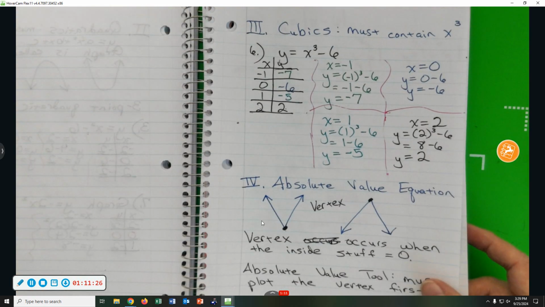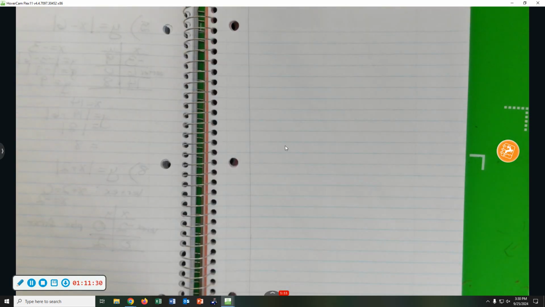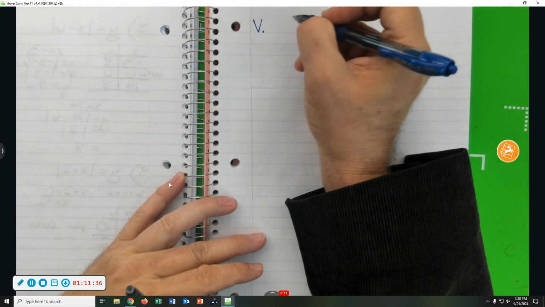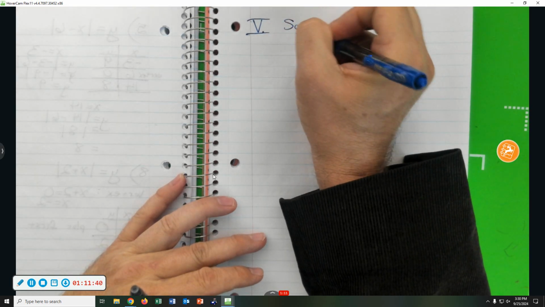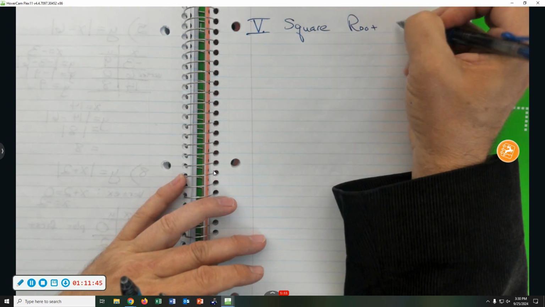Okay. So 1, 2, 3, 4, the absolute value equation, and there's one more. Absolute values was number 4, Roman numeral 5. Square root. Could you look and see if it's still multiple choice? It is.